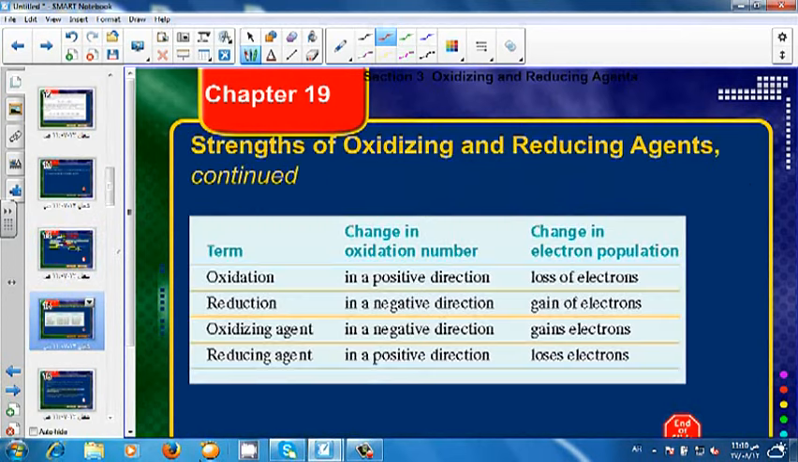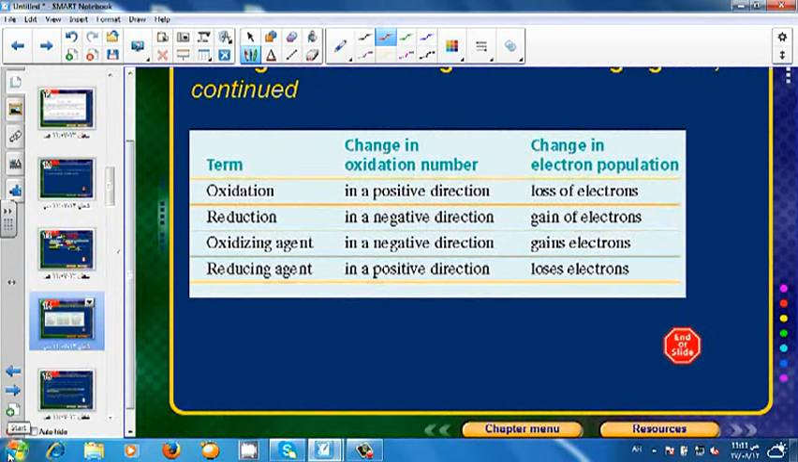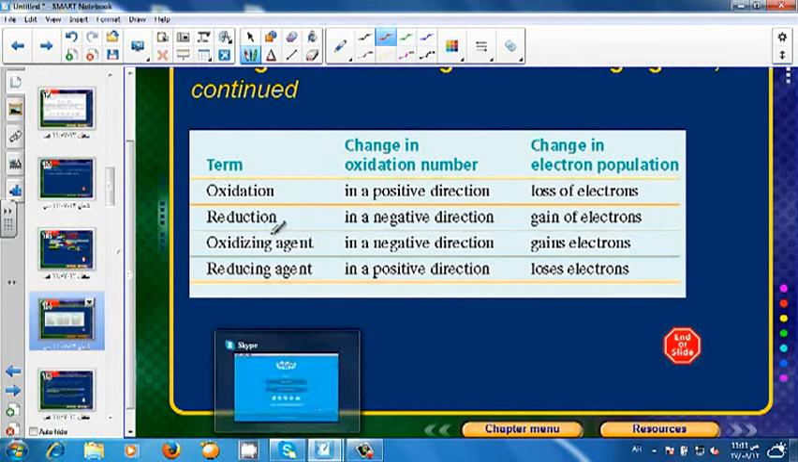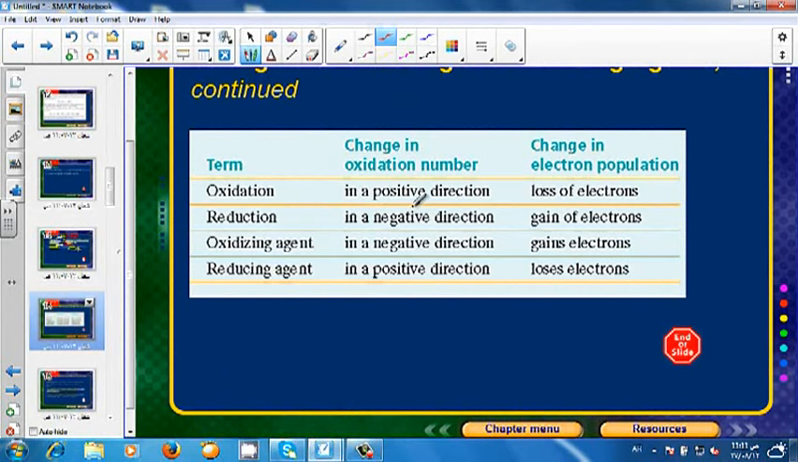Okay, and here is more explanation or more details about this. Oxidation means a positive direction in the oxidation number or oxidation state, increasing the oxidation number by losing electrons. Reduction is a negative direction, meaning the oxidation number decreased by gaining electrons. And you can apply the same for the oxidizing agent and reducing agent based on our explanation. So the element that is oxidized, we consider it the reducing agent, and the element that is reduced, we consider it the oxidizing agent, as we said.